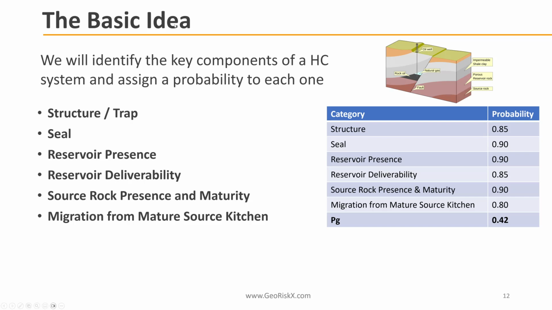And for each of these, if you remember what we discussed, we assign a probability. What is the probability of the structure being present? In this case, I've said there's an 85% chance. What's the probability of there being sufficient seal? There's a 90% chance in my estimation for this particular prospect. And you do this for each of the components, and then you roll those up to get an overall piece of G, or probability of geological success.